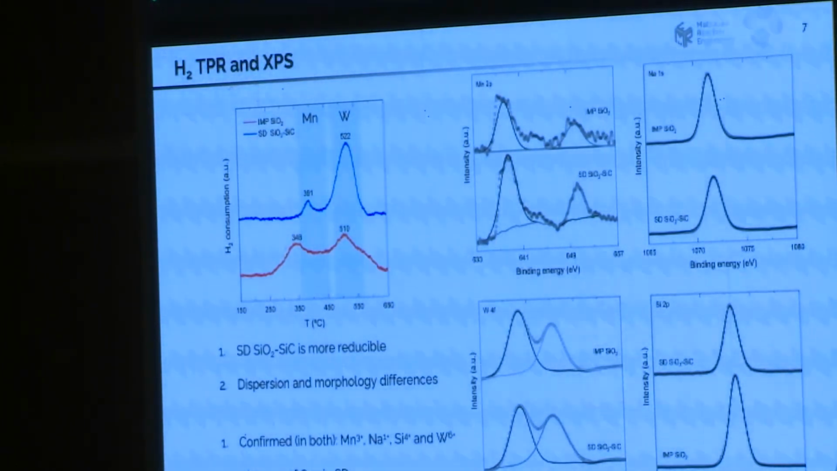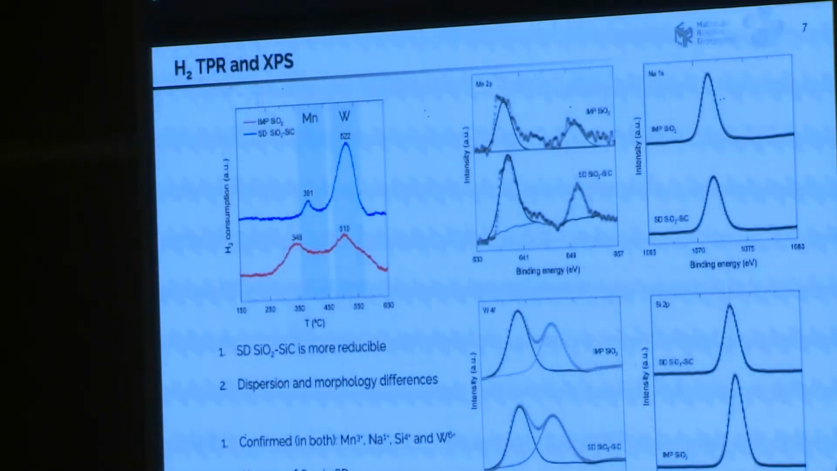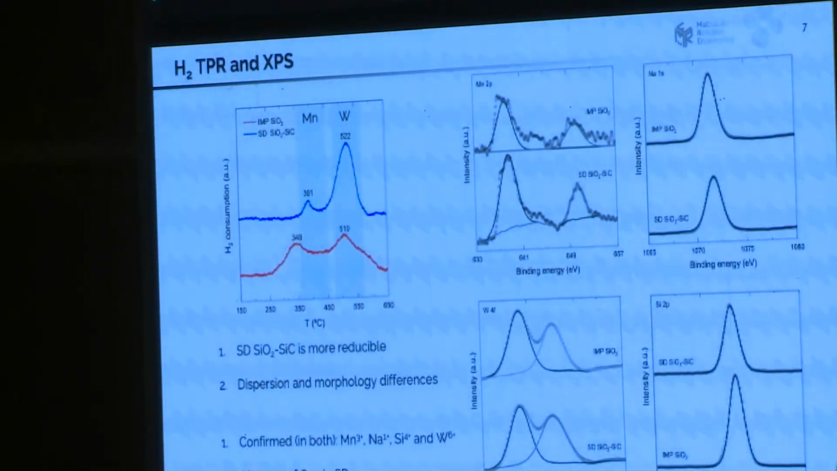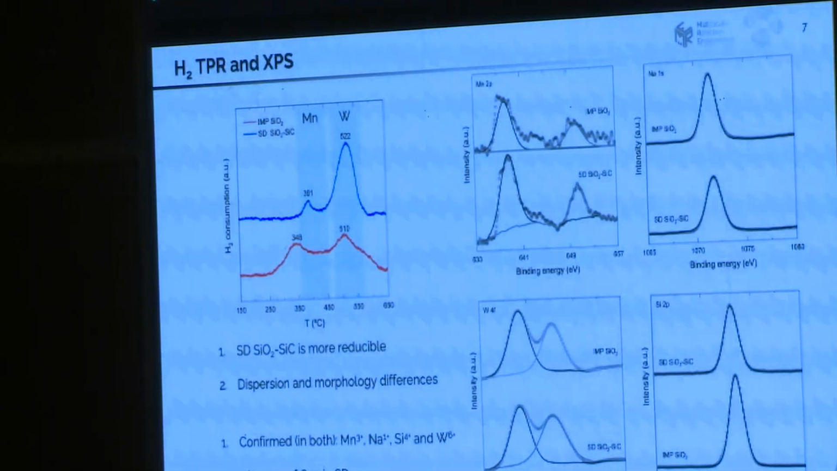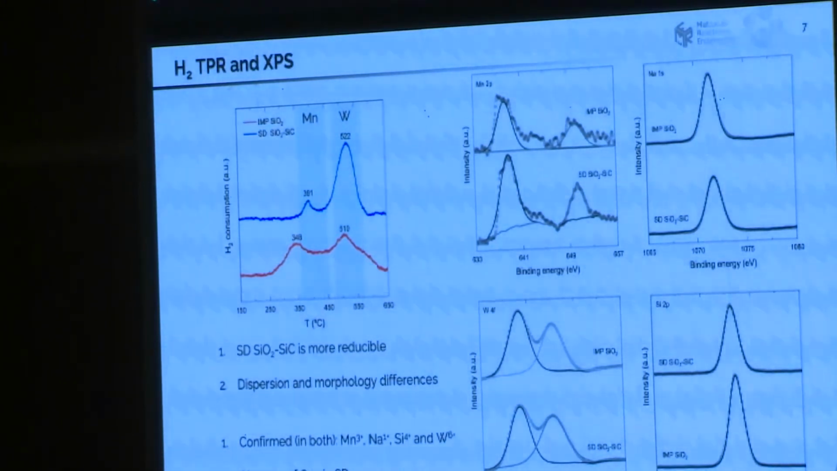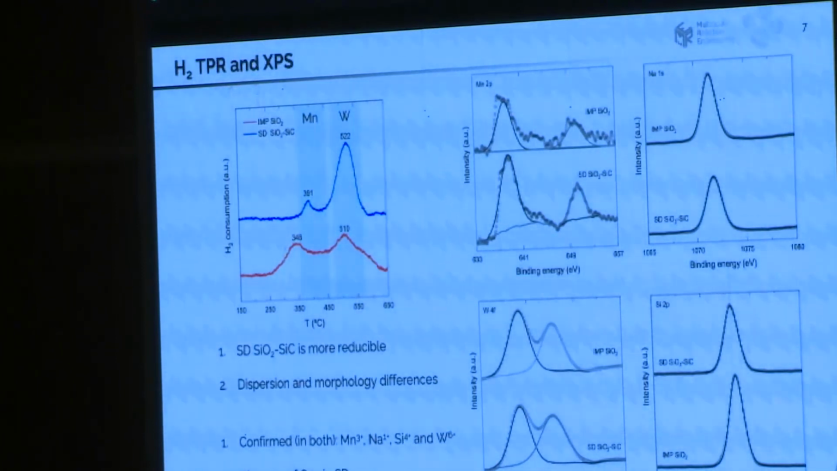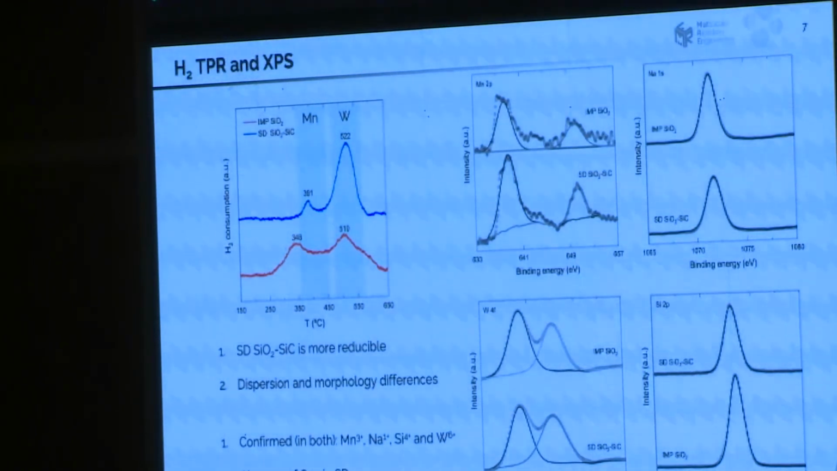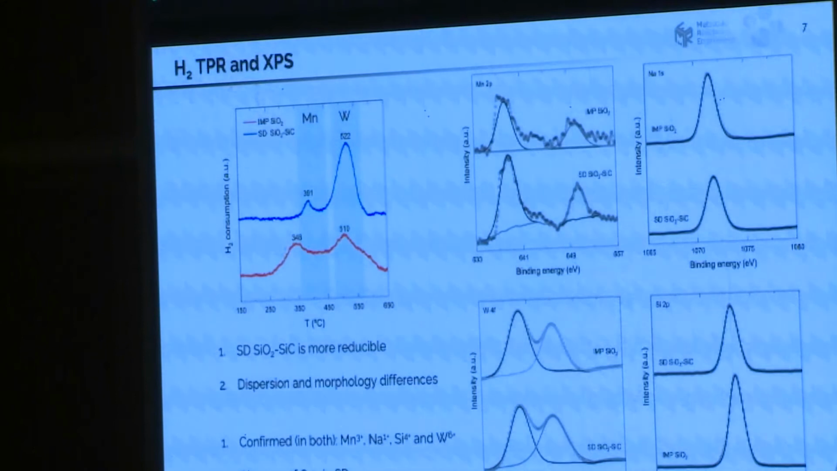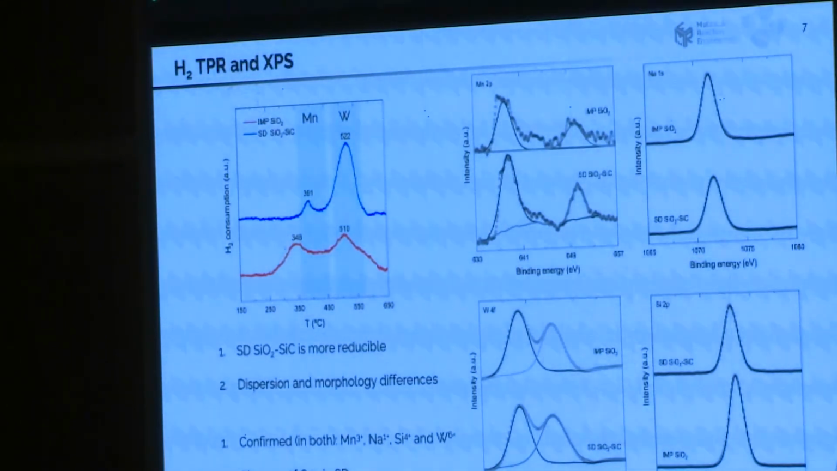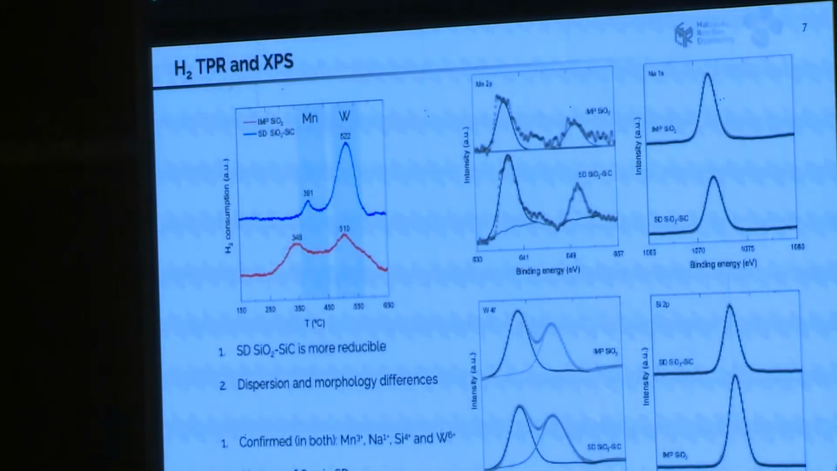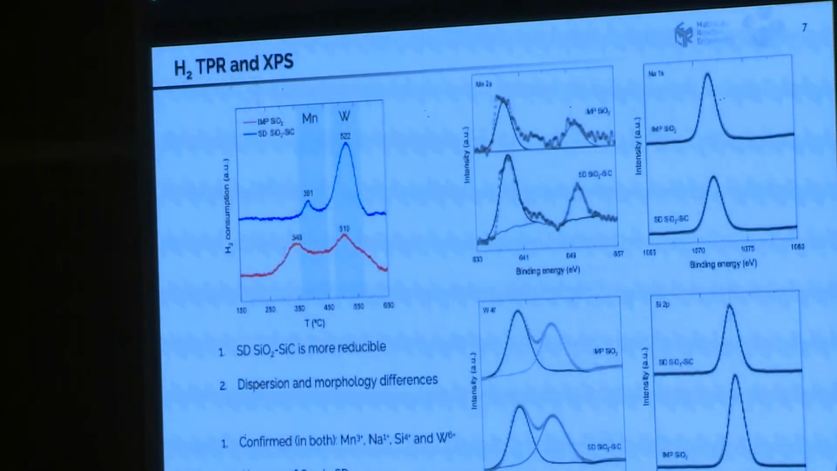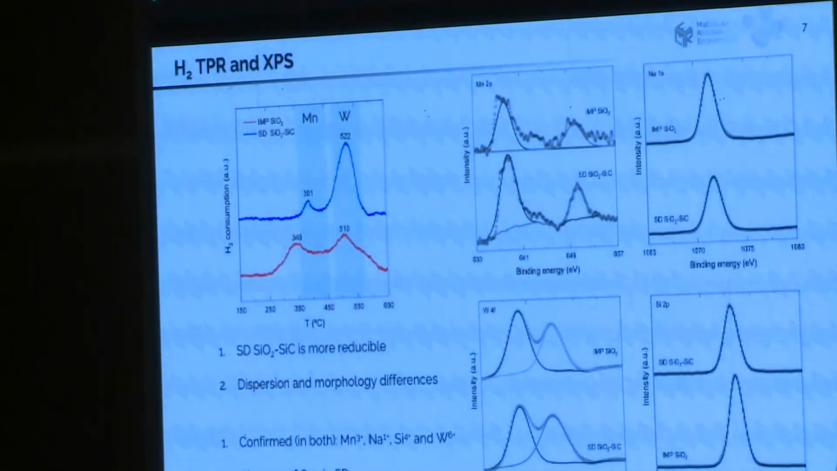From high-resolution XPS spectra, we could confirm that for both catalysts, the Mn3+, Na1+, Si4+, and W6+ species are present on the surface. We could also confirm that the relative surface composition of both catalysts was rather similar. However, by analyzing the C 1s spectra in the spray dry catalyst, no peak associated to silicon carbide could be observed, and therefore we conclude that the surface must be silica enriched and the core must be silicon carbide enriched.